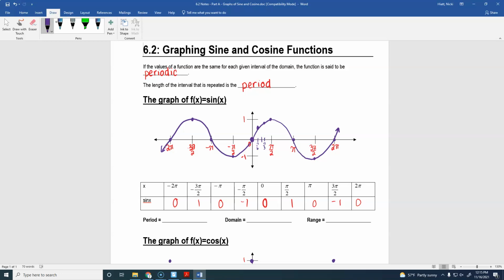The period of this graph is the amount of distance on the x-axis it takes for this graph to start repeating itself. So, what is the period for this graph? When does the graph start to repeat itself?